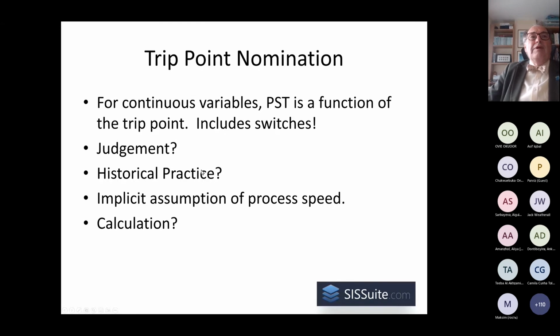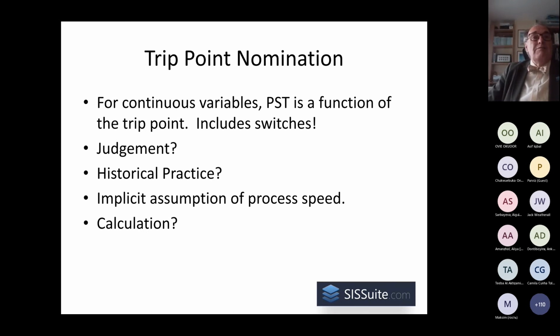The actual trip point nomination: if it's a continuous variable, then of course the process safety time depends on the trip point. If it's a switch, say a level switch in a vessel, then the trip point corresponds with where you position the switch within the vessel. And so the same consideration applies to switches as well as continuous variables.